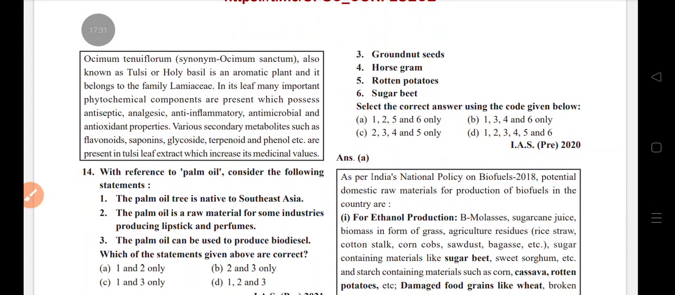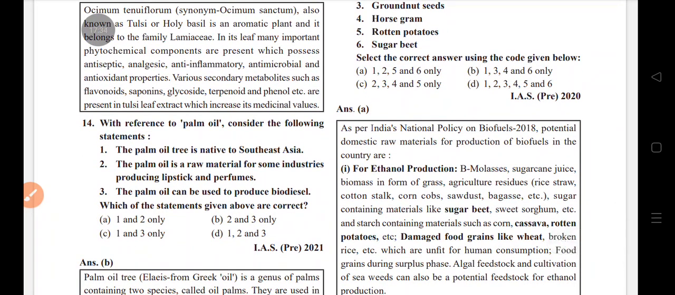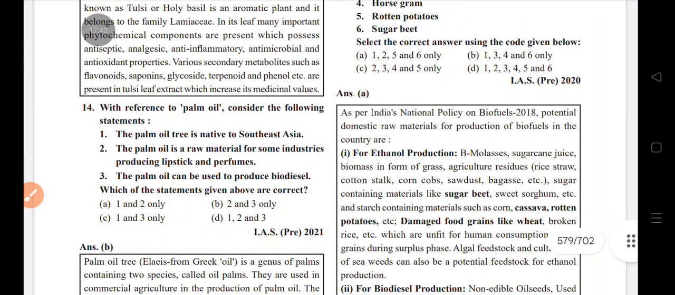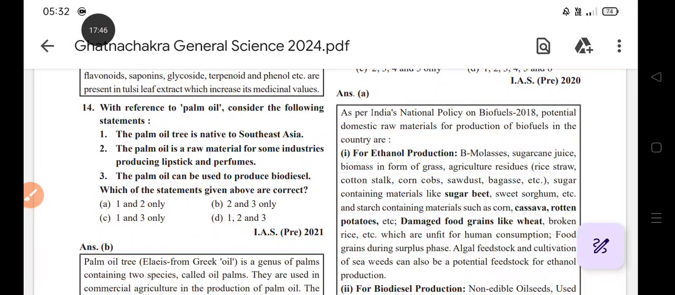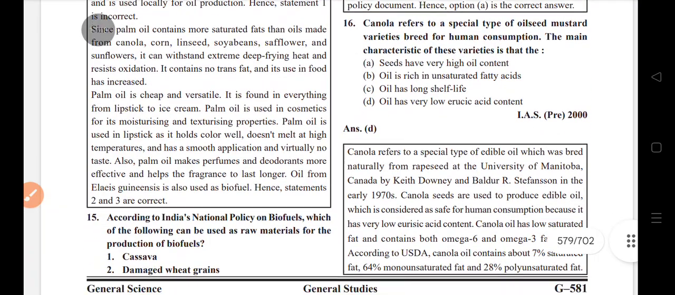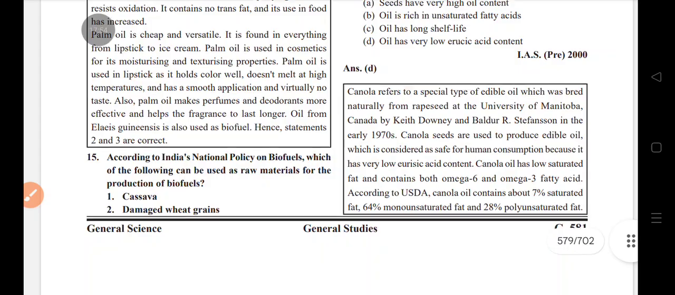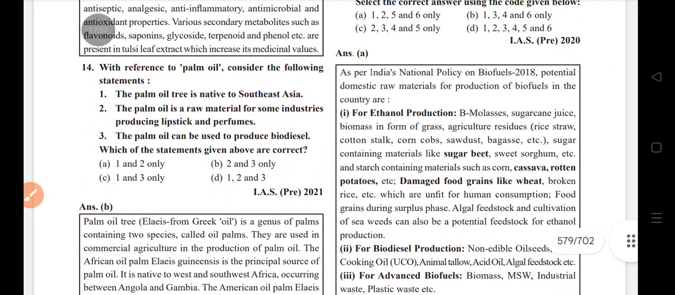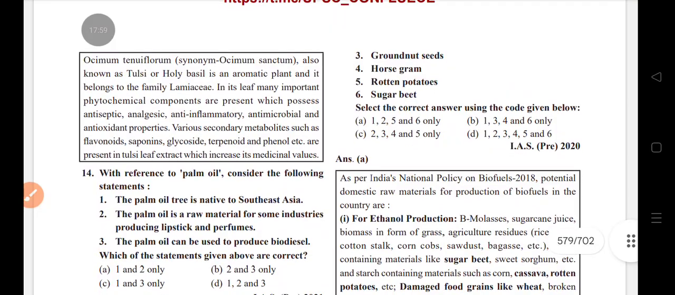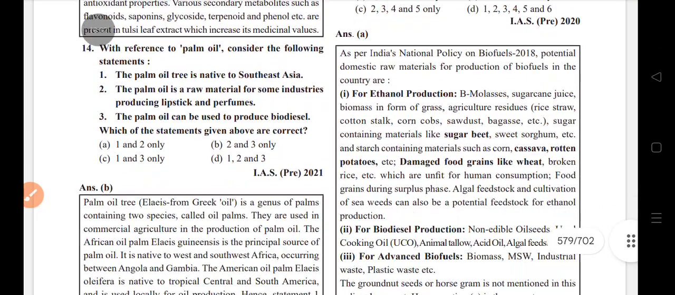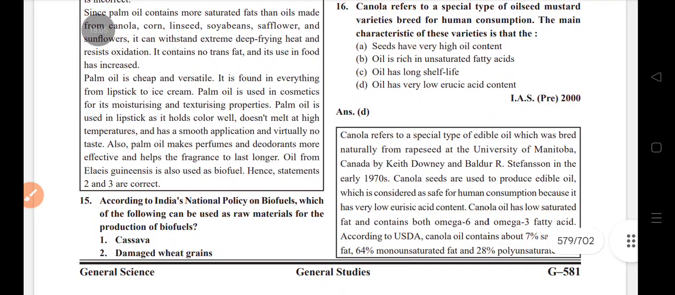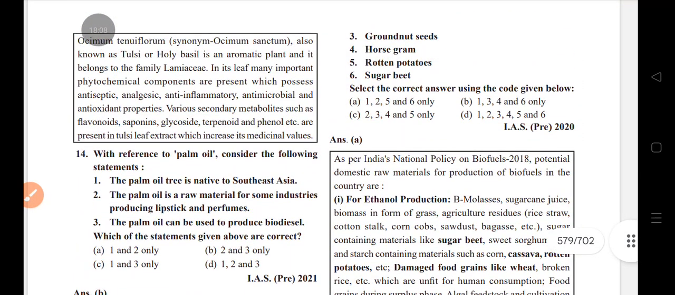Palm oil. Consider the following statements. Palm oil is a raw material for some industry producing lipstick and perfume. Palm oil can be used to produce biodiesel. According to Indian national policy on biofuel, which of the following can be used as a raw material for the production of biofuels? 1, 2, 5, 6. Cassava, damaged wheat grain, rotten potato or sugar beet.